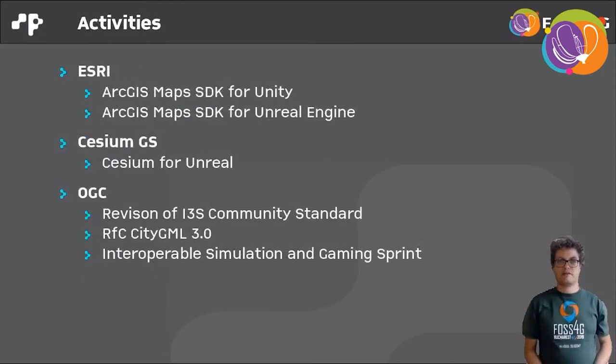And here are some activities on the GIS side. So Esri published ArcGIS Maps SDK for Unity and for Unreal last autumn. And Cesium has published Cesium for Unreal this year. So there are two major companies, with two major products for game engines, bringing GIS data into game engines. And on the OGC side, there is currently a revision of the I3S community standard and an RFC of CityGML 3.0. And there are also other activities like sprints in this area.